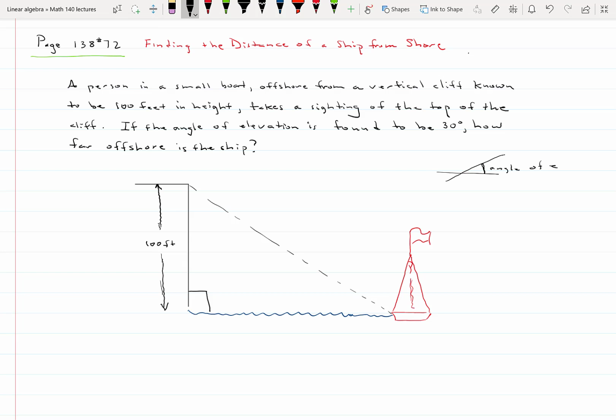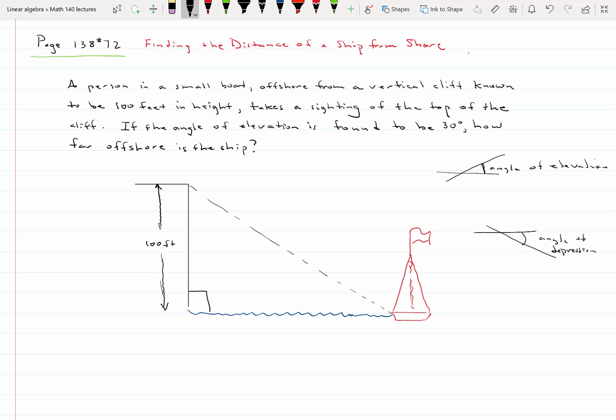Angle of elevation. There's a corresponding angle that occurs if you have an angle measured from the horizon downward. This is called the angle of depression.